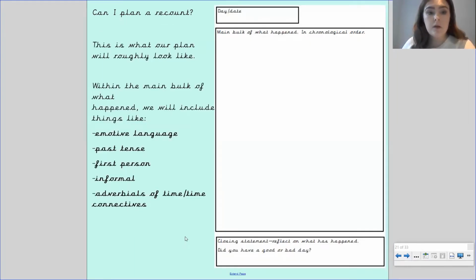So this is what our plan is going to roughly look like. We're going to have the day and date here, the main bulk of what happened in chronological order, which could be split into paragraphs, and then a closing statement to reflect on the day. Did you have a good or a bad day? And maybe you could discuss something that you're looking forward to the next day or in the future. So within the main bulk of what happened, we're going to be including things like emotive language, past tense, first person, informal, and adverbials of time or time connectives as well.